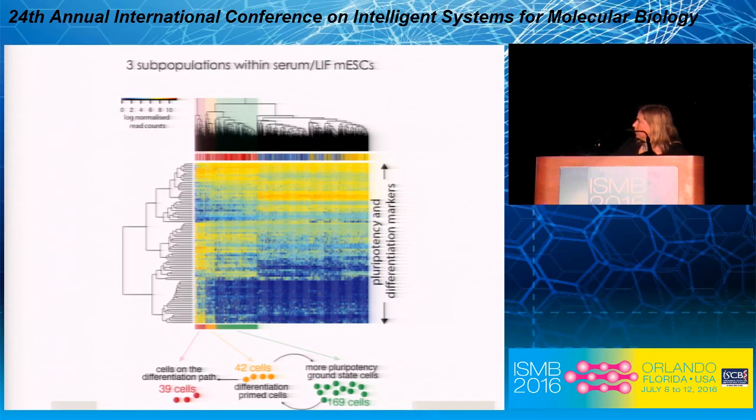Then you have this intermediate group which has a little bit of expression of the differentiation markers. These are these orange cells. And then the red cells is a small population that's actually on the differentiation path. And using this cell cycle speed estimation, we can see that they're actually resting. They've basically escaped, and they're not cycling anymore. And we can validate this in various different ways.